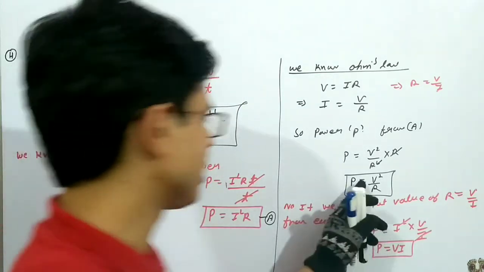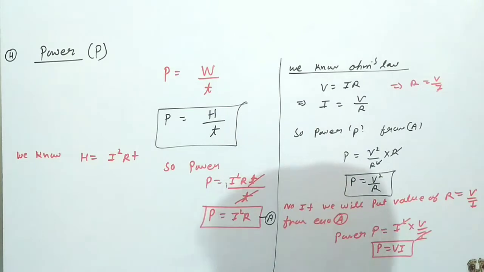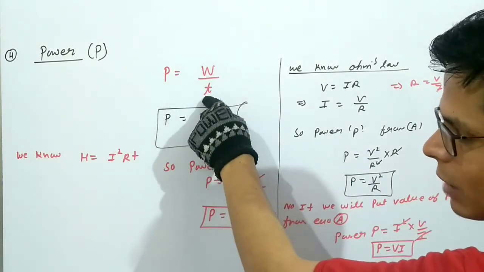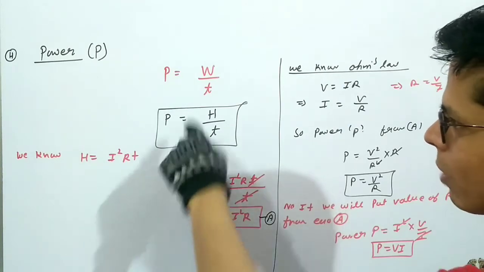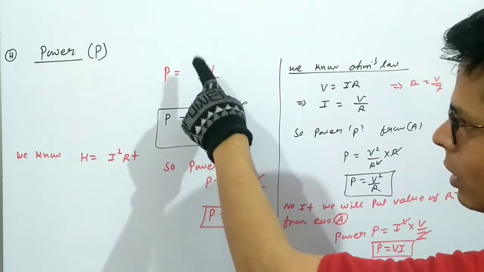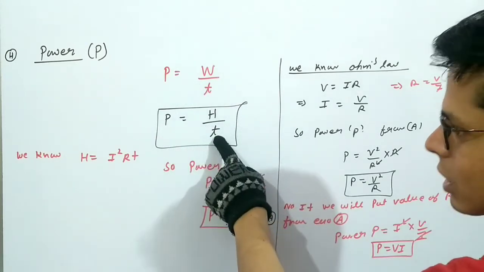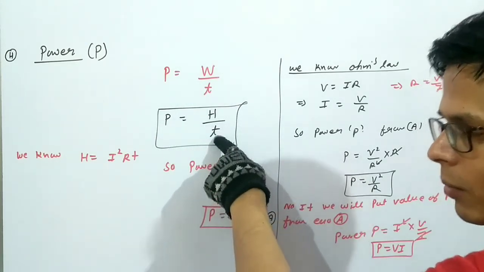Clear? So these are the three forms of power. So what is power? Rate of doing work is called power. Work per unit time is called power. Heat per second consumed by a conductor is called power.